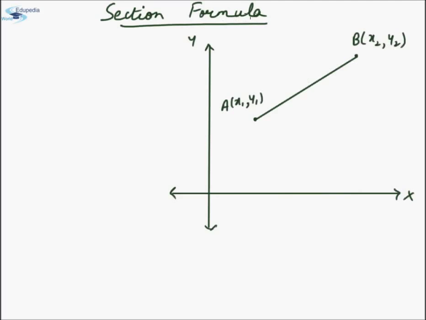Then section formula helps us to locate a point P, say with coordinates (x, y), such that this point P divides the line segment AB in a ratio m1:m2. That is, the divided part AP to the second divided part PB is equal to m1:m2.